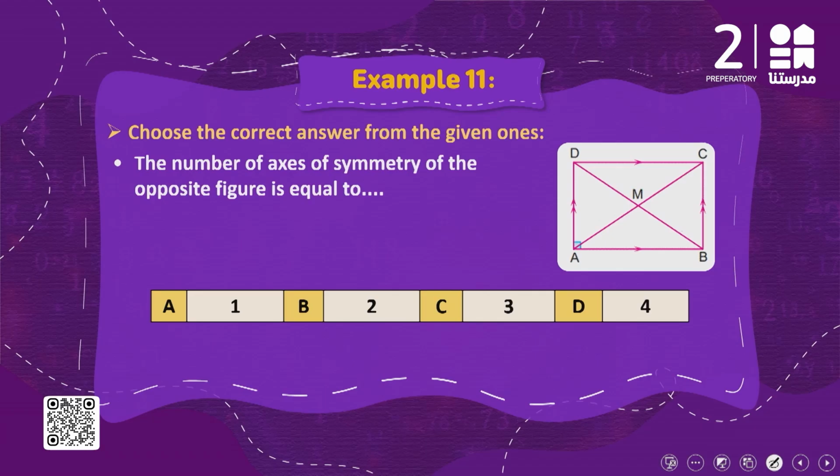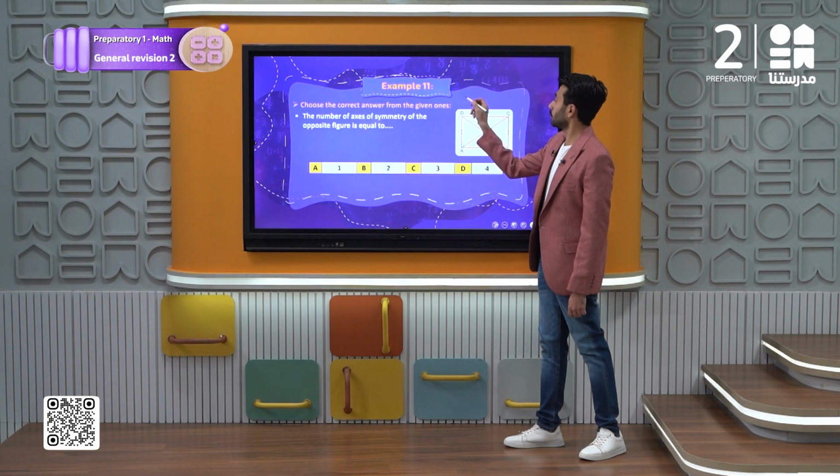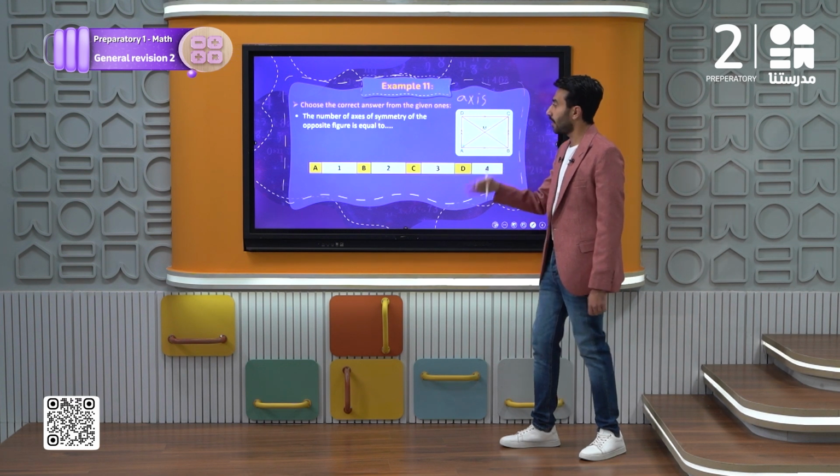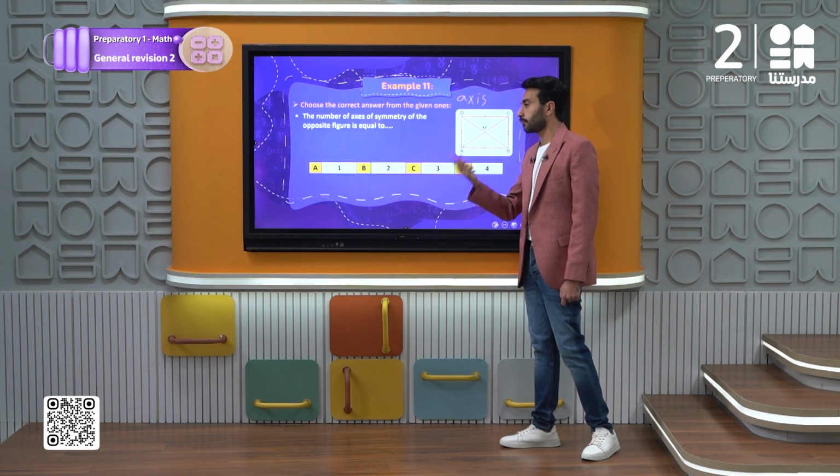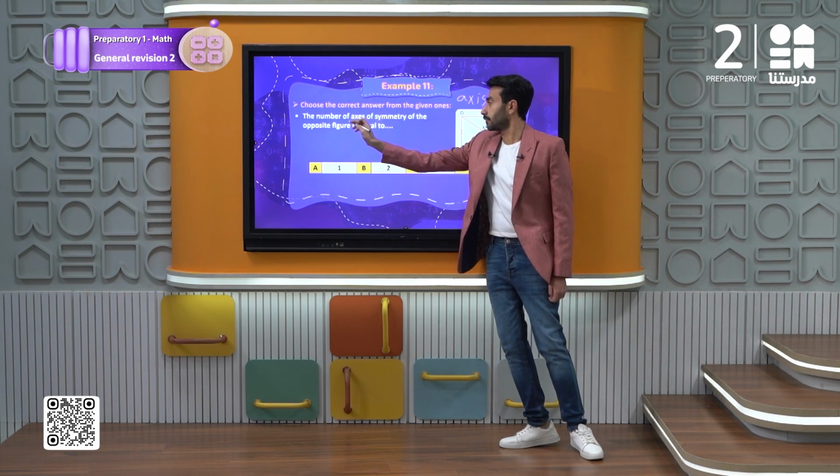Choose the correct answer from the given ones. Number of axes of symmetry of the opposite figure is equal to. Take care. If you have one axis of symmetry, it's written in this way, and it's called axis. If you have more than one, starting from 2, 3, and so on, it's called axes of symmetry.